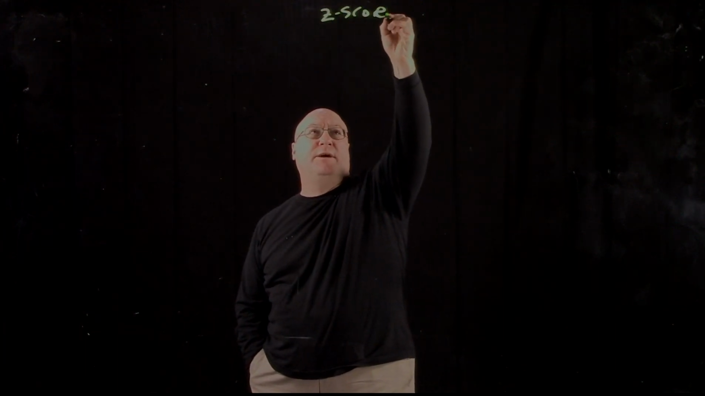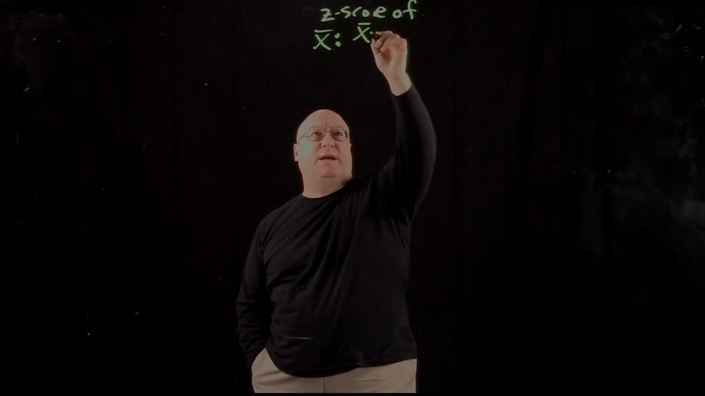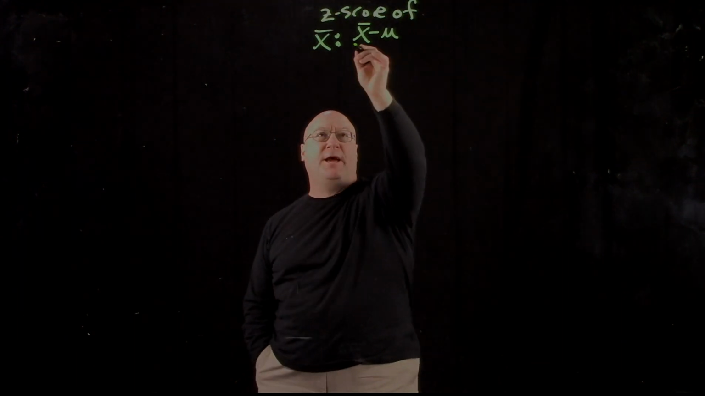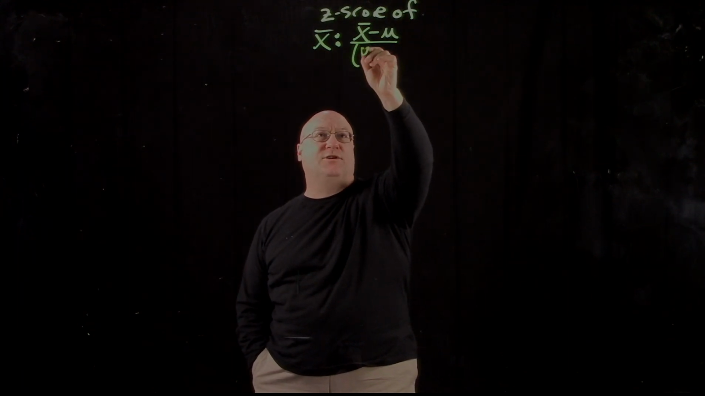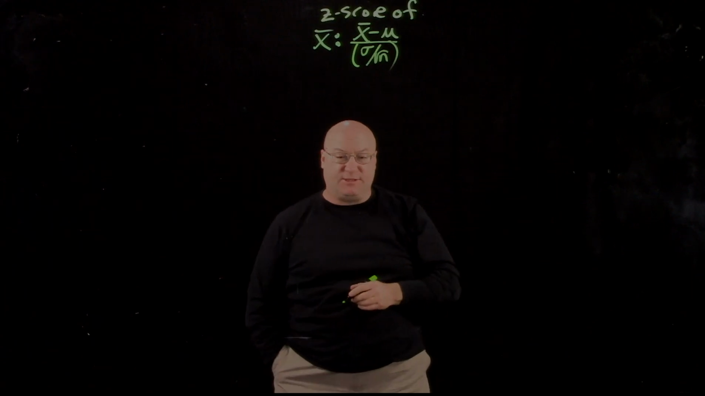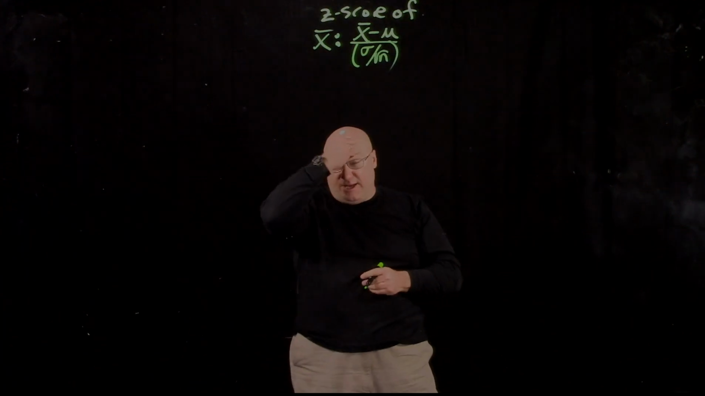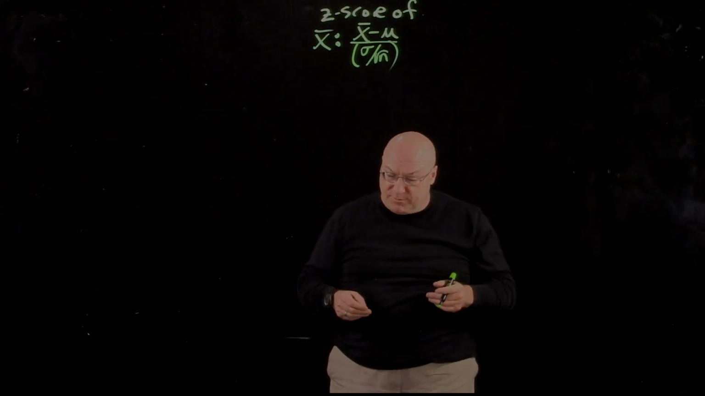The thing to remember is that to compute probabilities associated with X bar, we convert to z-scores. The z-score of X bar is: I take X bar and subtract its mean, which is the same as the mean for the original population, and I divide by the standard deviation for X bar, which is the original standard deviation divided by the square root of the sample size. So now we're going to think in terms of unusual values, and we're going to go back and forth between z-scores and probabilities a little bit.